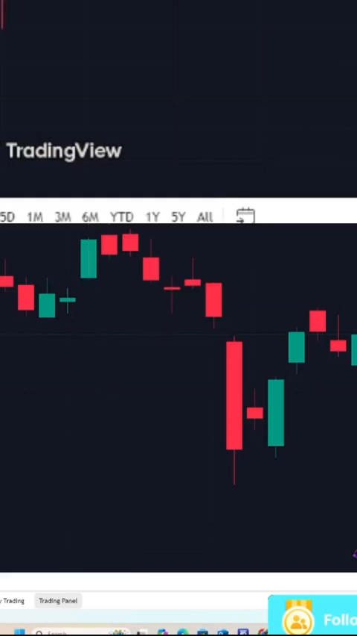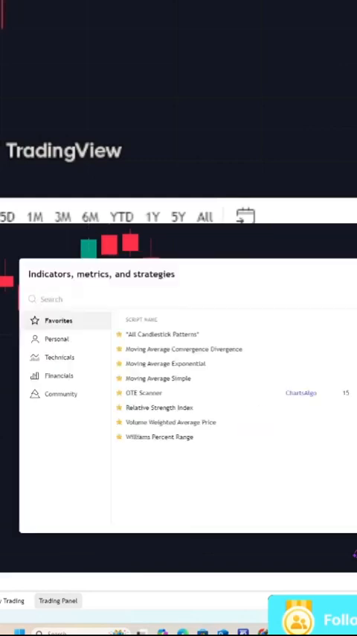You go to indicators. That's the way for people who don't know about TradingView. That's why I put the class for you. I teach you step by step how to use all those tools. Now, you go to indicators. You look for moving average EMA. That's why we call it EMA.